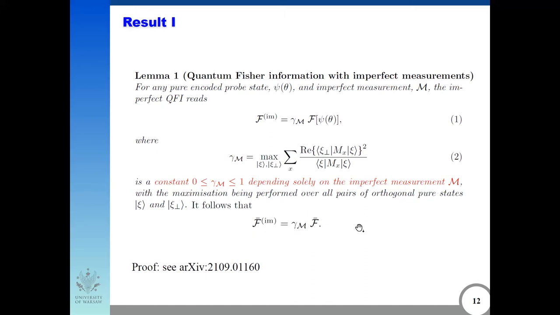Between the imperfect case and the perfect case. So this rather innocent looking lemma is actually not so innocent. I mean, we are going to use it later. For the technical proof, I'll refer you to the arXiv paper. But for now, let me just quickly tell you the important properties about this gamma m.